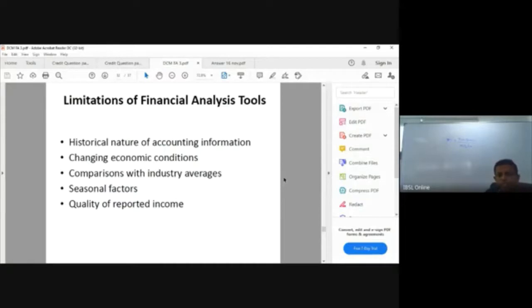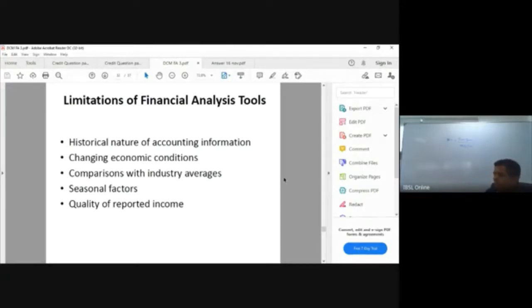Therefore, change in economic conditions will not be reflected in the ratio analysis, right? Because it all talks about the past. If the economic conditions change, you have to address that separately, not using ratio analysis, but by using different other ways and conditions.